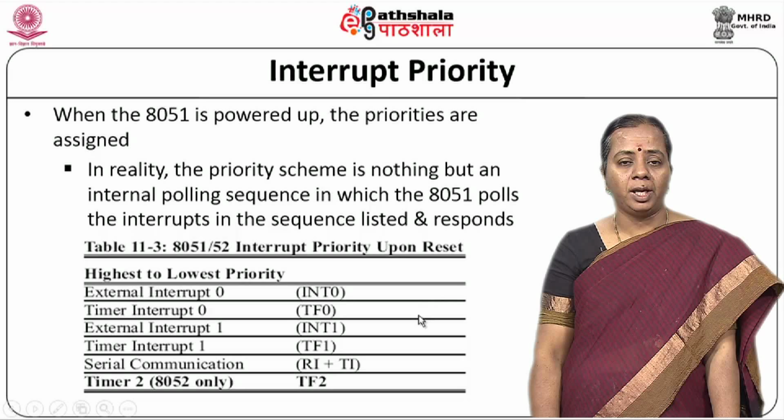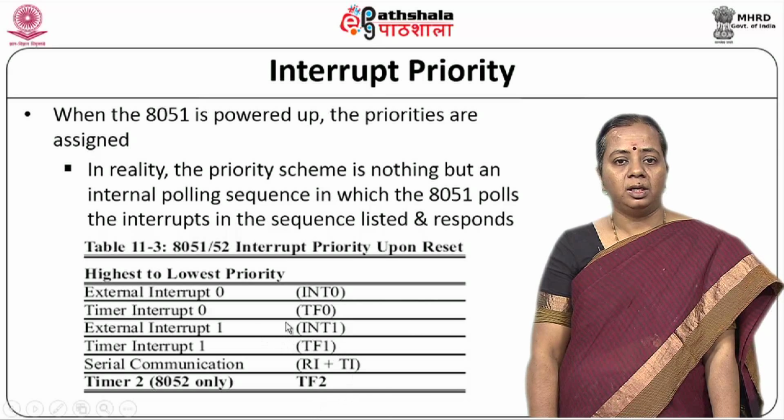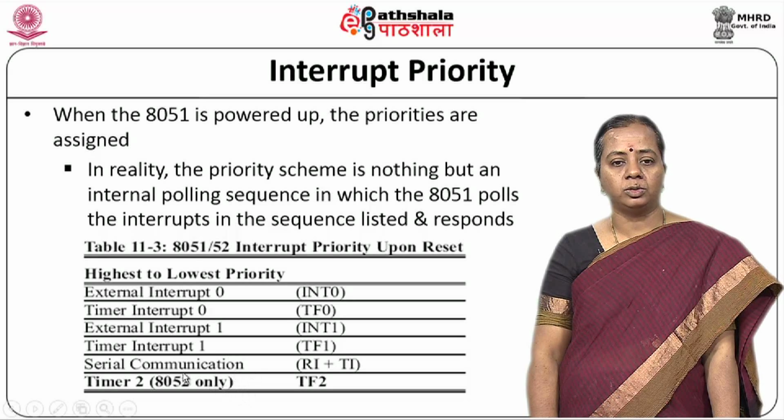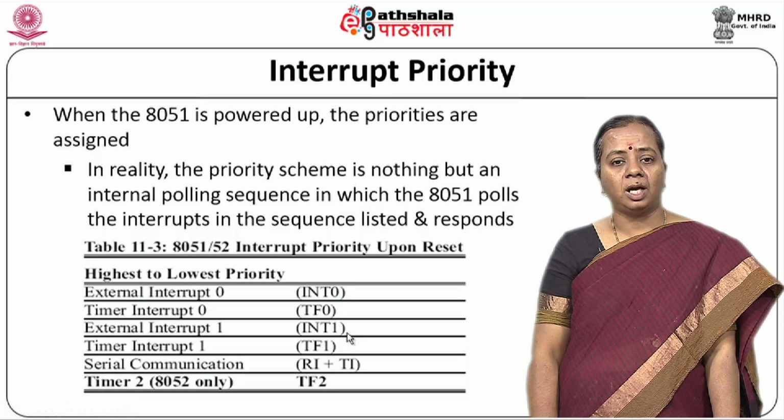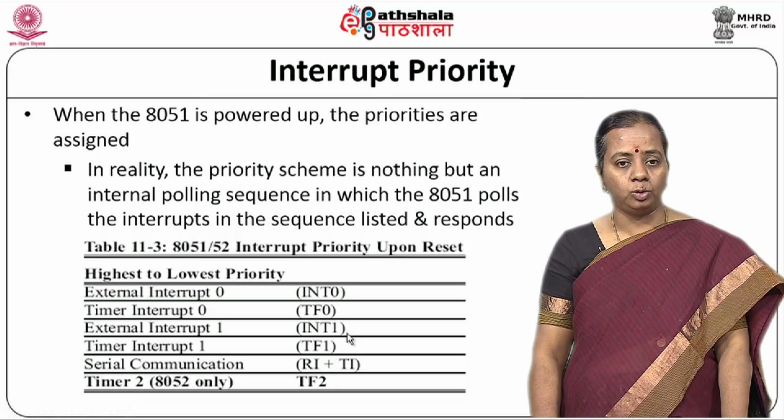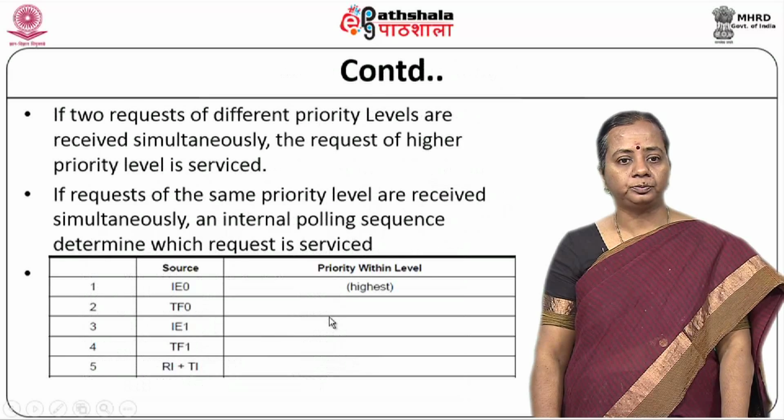Now, when you are looking at the priorities, we will have one particular table, which is nothing but the priority table, where this is the order in which it has been arranged: external interrupt 0, timer interrupt 0, external interrupt 1, timer interrupt 1, serial communication, then timer 2. Timer 2 is only for the 8052. This is the order from highest to lowest priority for the 8051. But if we need to change the priorities based on our applications, that can also be done.